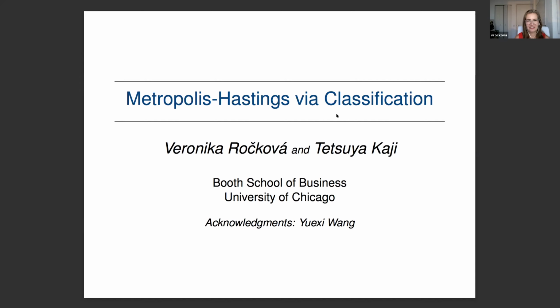So, Metropolis-Hastings via classification. I like to introduce this talk with a metaphor. It's an old classic with a new twist. We thought about ways of performing Bayesian computation using machine learning, so turning optimization into sampling. So this is one example of such a strategy. And this is joint work with my colleague Tetsuya Kaji, who is faculty in the econometrics group at Booth.